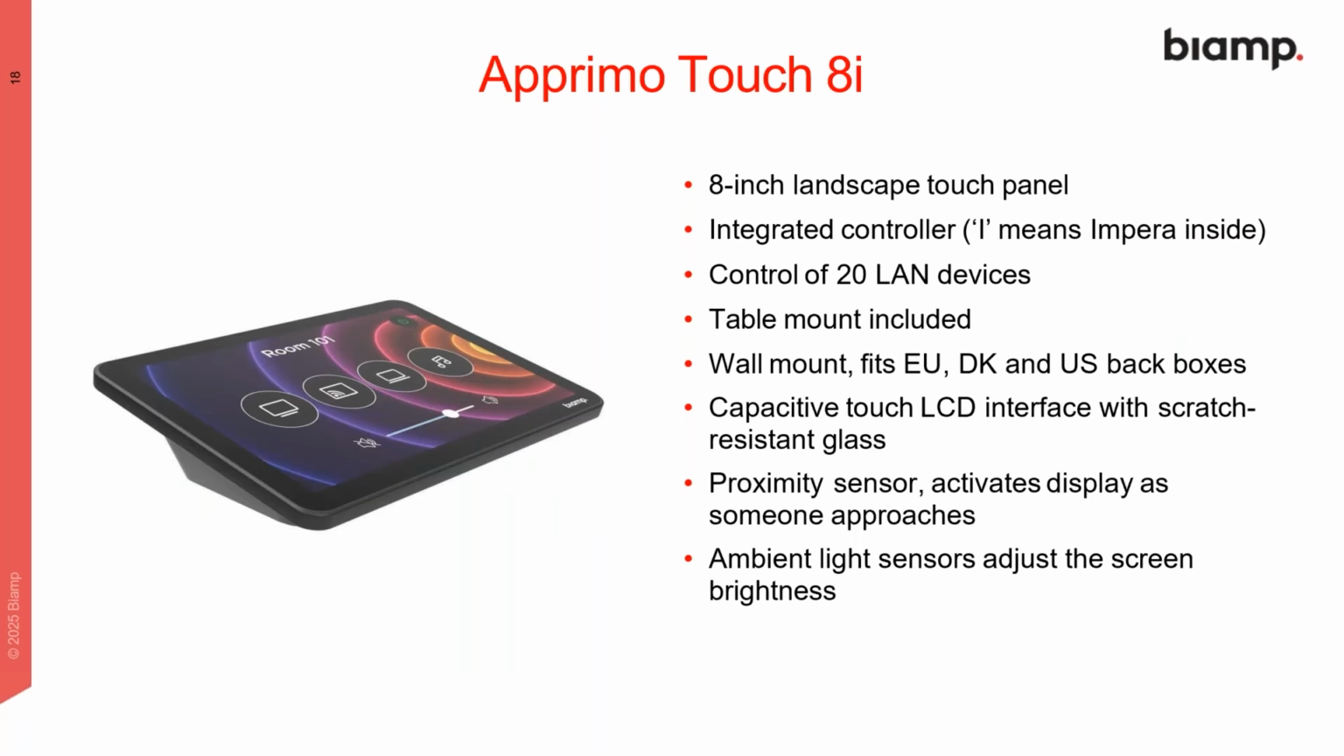Moving forward, Aprimo Touch 8i. This is quite a unique product, I would say. The i means it has an Impera inside, which means that it is a touch panel cum control system. You have to procure a single unit which is a touch panel, and it can also control up to 20 LAN devices. You can mount it on the wall as well as on the table. Fits in all the form factors, and it has an additional proximity sensor so that whenever you approach the touch panel, the panel gets activated.